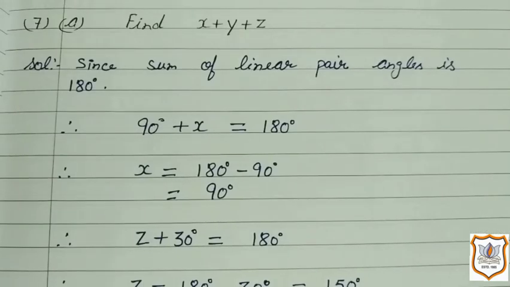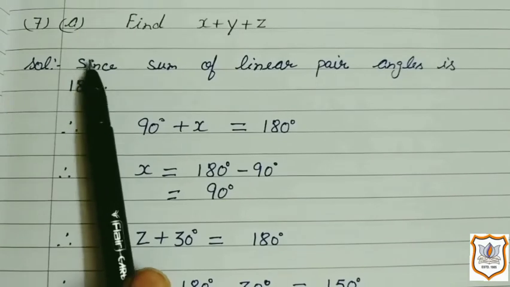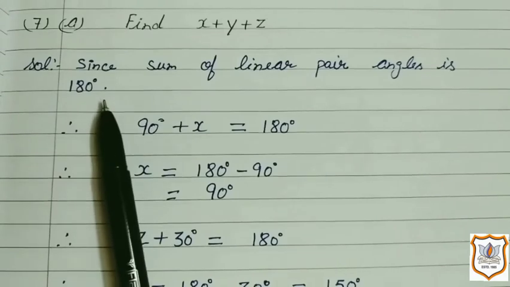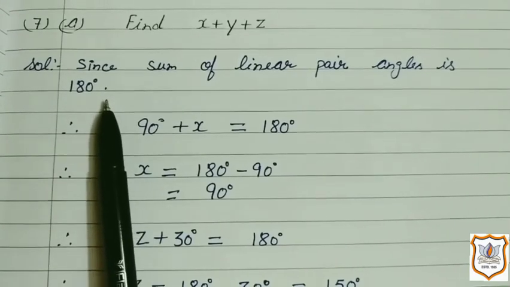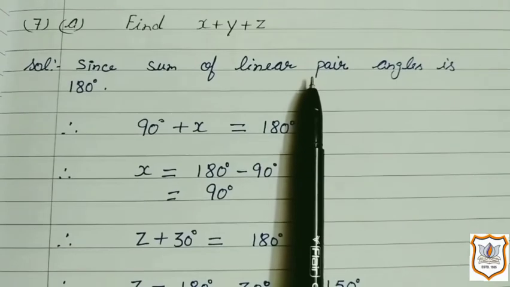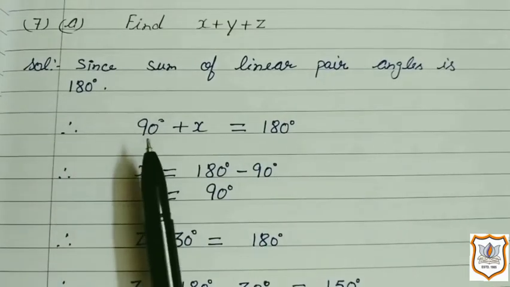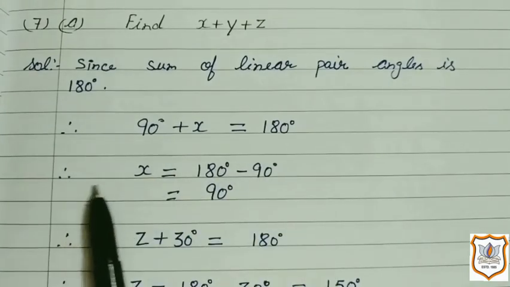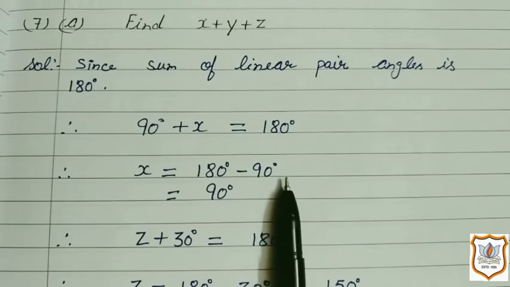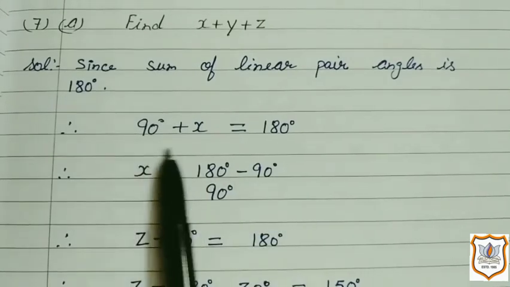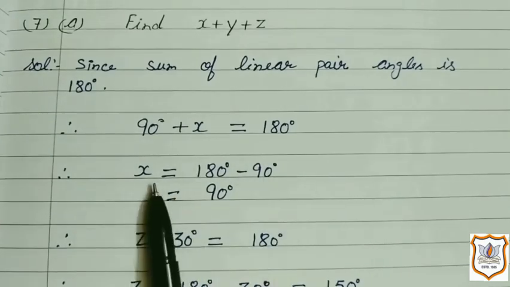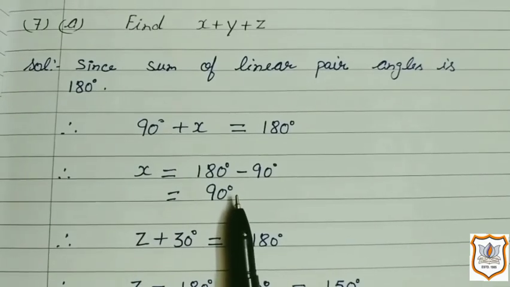Students, look at the solution of 7th sum part A. Since sum of linear pair angles is 180, you have already studied about linear pair in your earlier classes. So we write 90 plus x is equal to 180. Therefore, x is equal to 180 minus 90. We use a transposition method and we shift 90 to right hand side. So we get x is equal to 90.